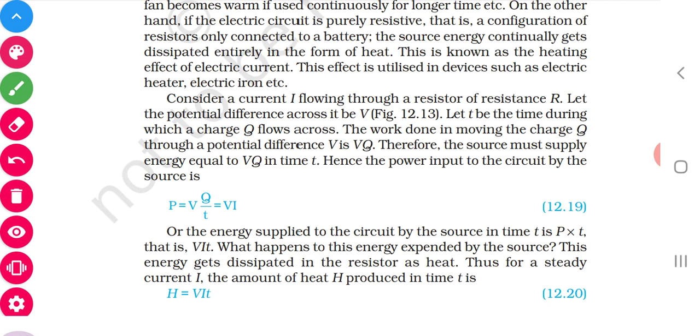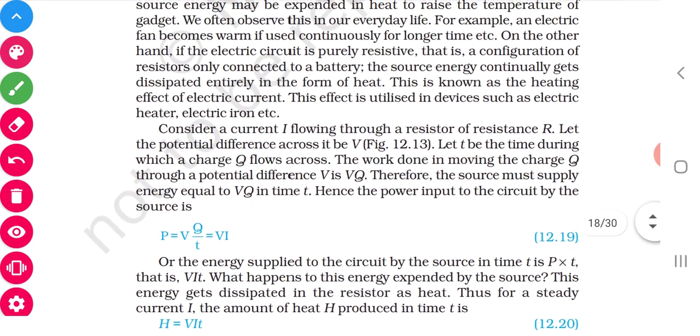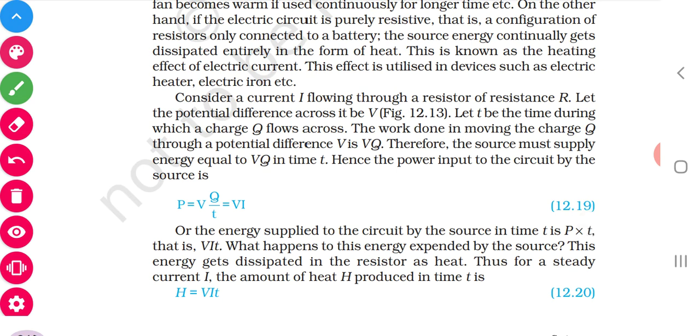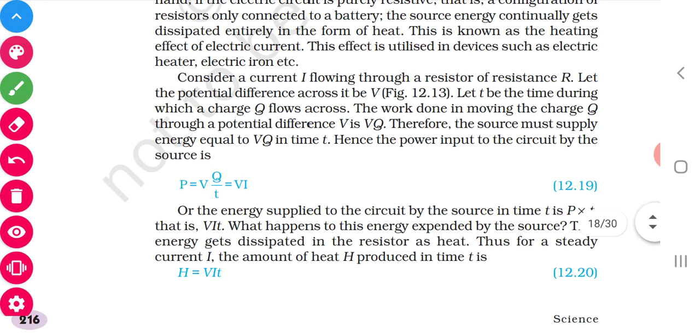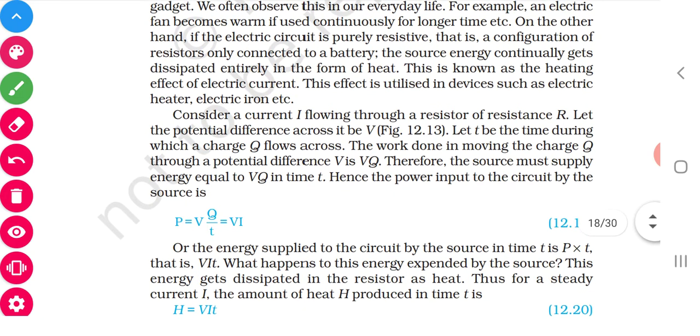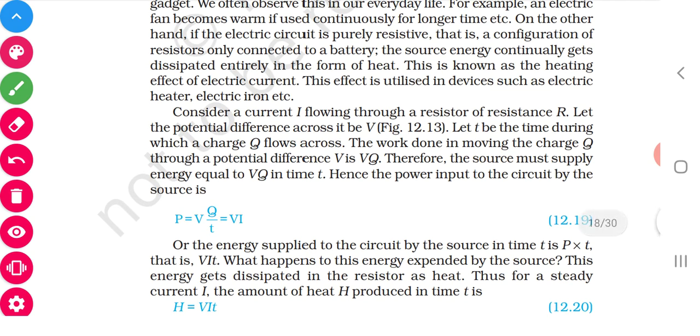You can see this in iron boxes and all. You take a nichrome wire. If you heat the nichrome wire, what happens? It gets heated. It does not conduct electricity. Instead of that, what happens? It gets heated, isn't it? So that is an example of a pure resistive system.